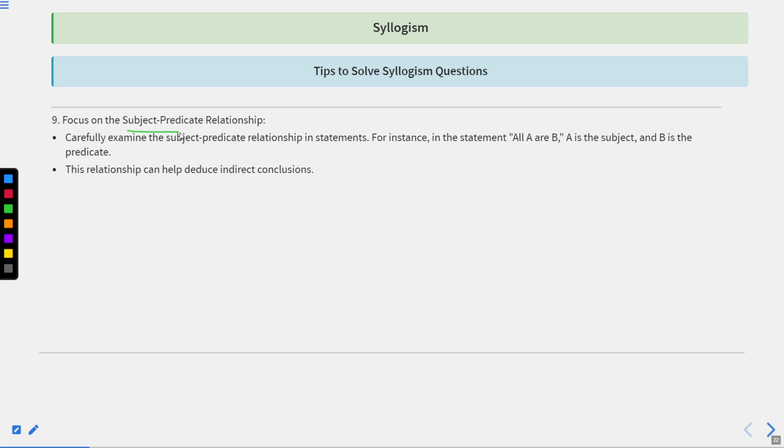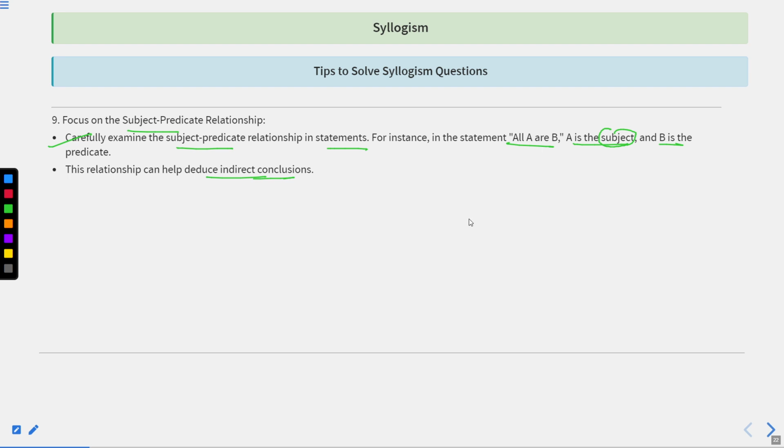Focus on the subject-predicate relationship. Carefully examine the subject-predicate relationship in a statement. All A are B: A is the subject and B is the predicate. The relationship can help deduce indirect conclusions. So when we are saying all A are B, the first word is the subject. So the subject and the predicate. The first will be the subject.